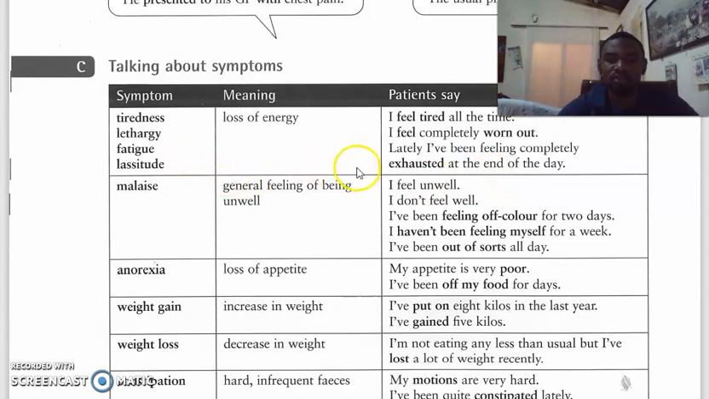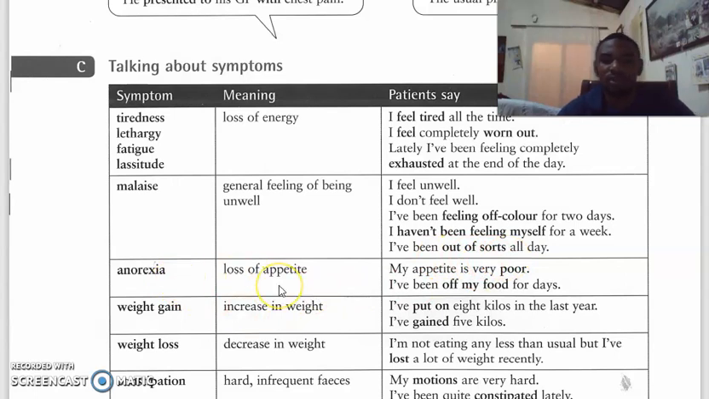Lassitude, malaise: a general feeling of being unwell. I feel unwell. I don't feel well. I've been feeling off color for 2 days. I've not been feeling myself for a week. I've been out of sorts all day.